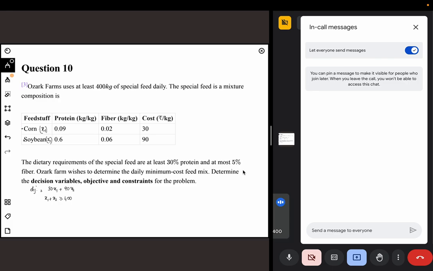And then I have some dietary requirements that say that at least 30% is protein. So if I have the protein content of x1, then 0.09 of it will be protein. So 0.09 x1 plus 0.6 x2 should be at least 30%. 30% of what? 30% of whatever total weight I have, x1 plus x2. This is another constraint. Similarly, I have one more constraint in terms of fiber content. That goes in the same way. So you take 0.02 of x1 plus 0.06 of x2, at most 5%, so this should be less than or equal to 0.05 times x1 plus x2.